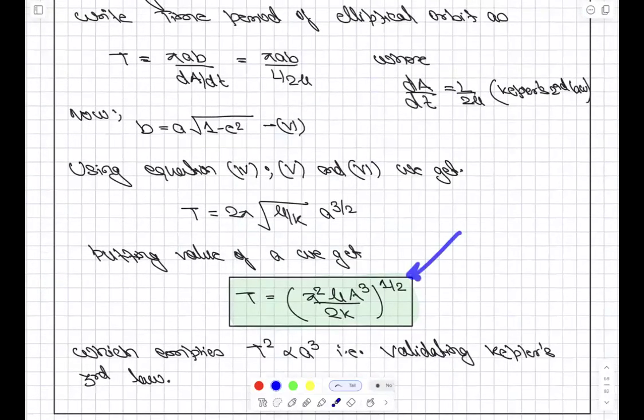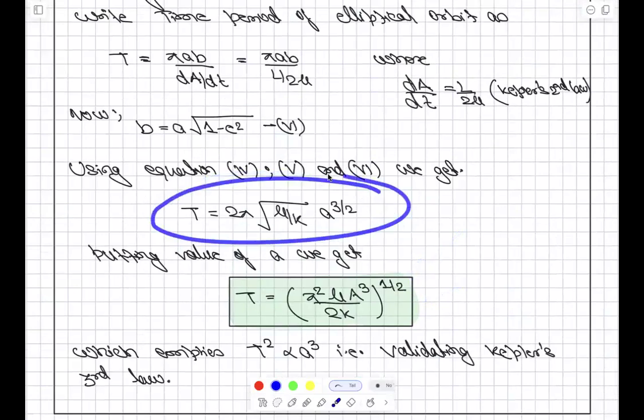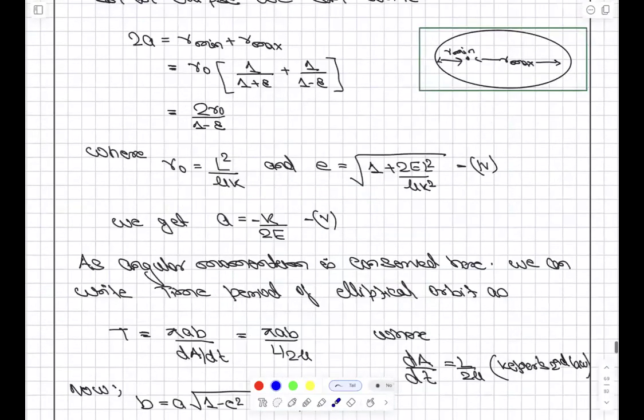How many of you got this equation? ये कितनों का आया था? ये तो सबका आता है, ये तो थर्ड लॉ है. ये तो बिना किसी कंडीशंस के आएगा.